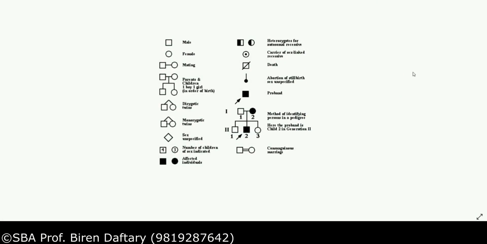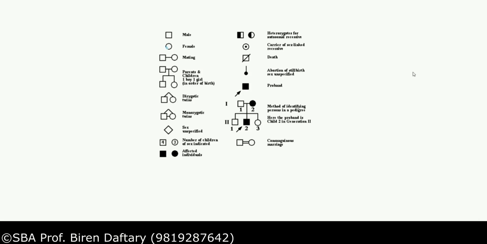so see, as I told you, the male is shown as a box, female circle, mating, then the children are shown. Now this is not important for you. If the children are twins, then these slant lines are given: dizygotic, monozygotic. Dizygotic is in which two different eggs are released and they are fertilized to form zygotes, whereas monozygotic is a condition in which one zygote splits into two.